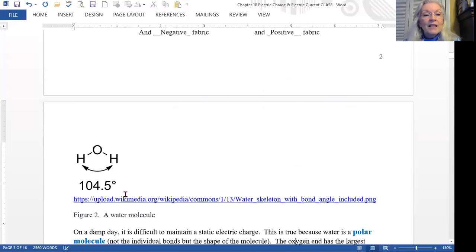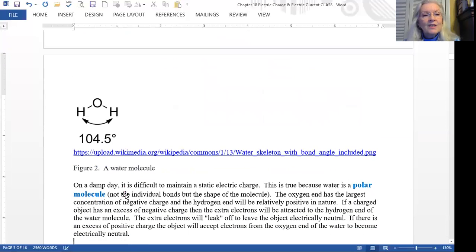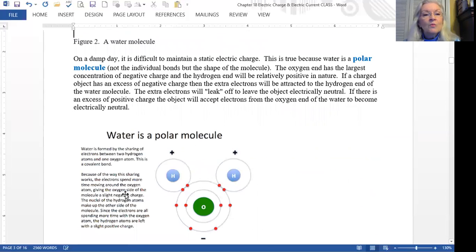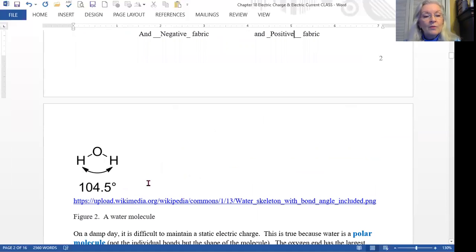Let's look at something else that's fairly common in our world, and that's a water molecule. So a water molecule, H2O, one oxygen atom and two hydrogen atoms. Now, if you were drawing a water molecule and didn't know any better, you might say, okay, I've got a hydrogen on one side and an oxygen in the middle and a hydrogen on the other side, and they form a straight line. But that is not the case.